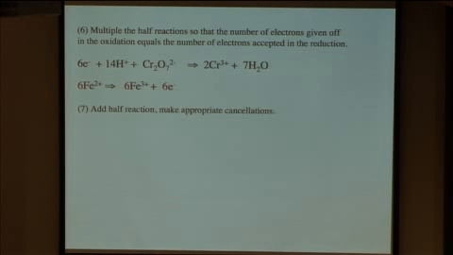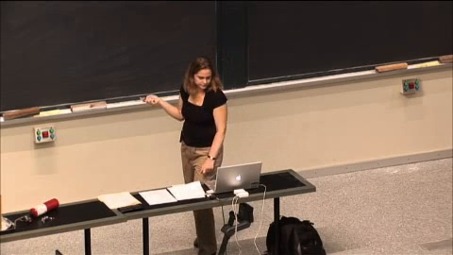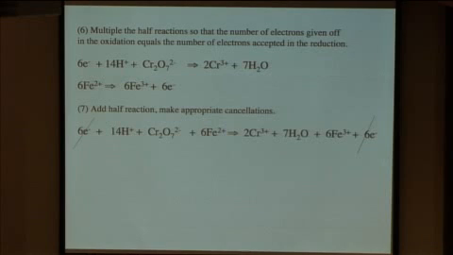And now we're going to add those together and make the appropriate cancellations. So here is our overall equation. We have the 6 electrons, the 14 protons. We have our chromium oxide compound. We have the 6 iron 2 pluses. On the other side, the 2 chromium 3 pluses, the 7 waters, the 6 iron 3 pluses, and the 6 electrons. So we should be able to cancel the electrons. So we cancel those out.